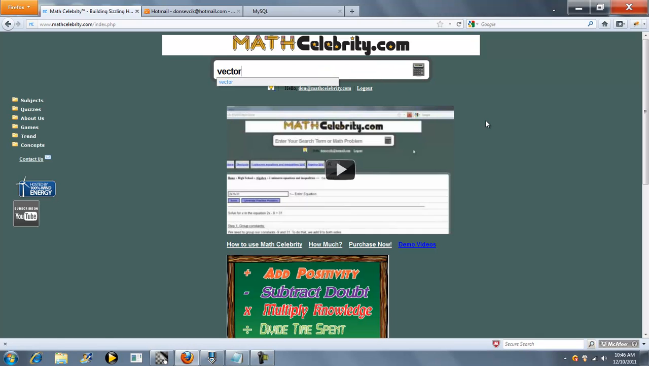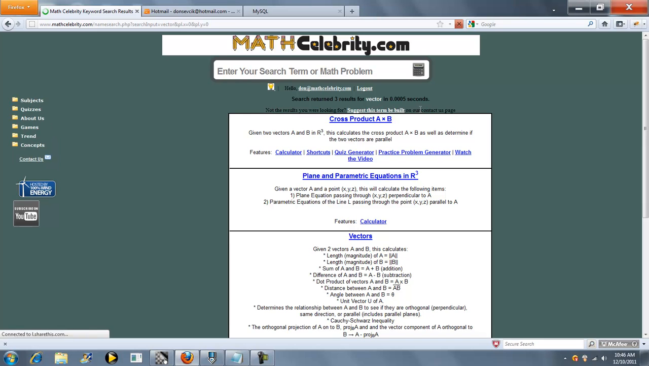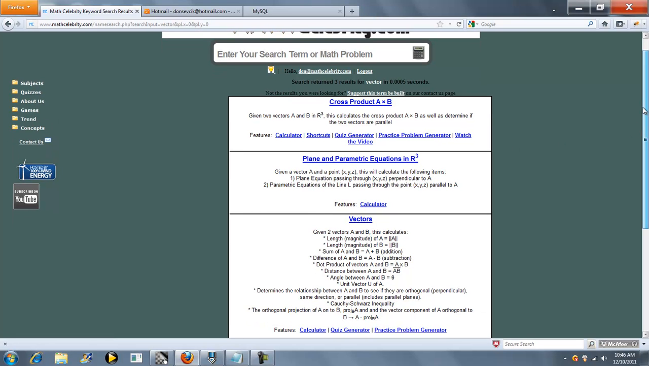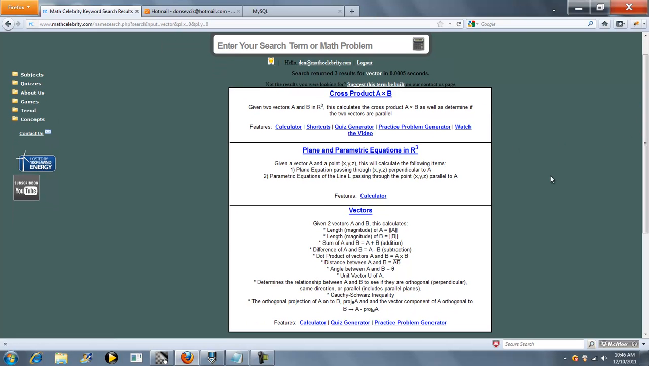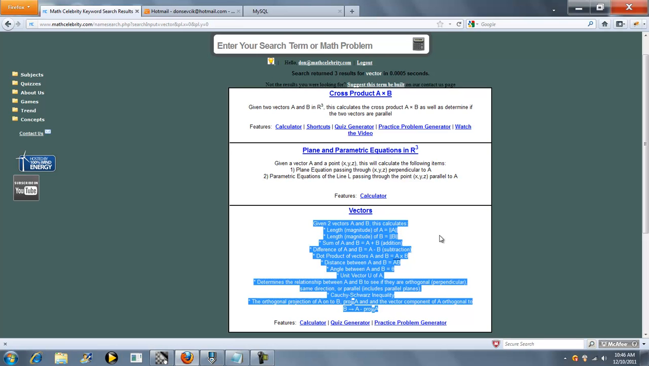You type in vector. So here's everything we have up to this date with respect to vectors. The lesson I'm going to cover is this lesson here. And if you have two vectors, A and B, you can do all these things.